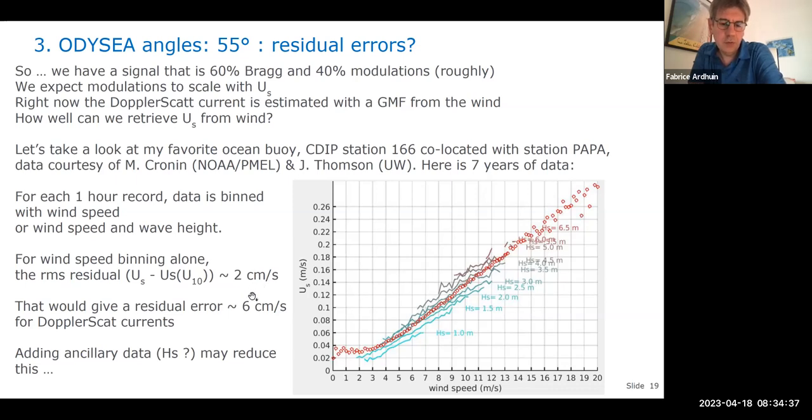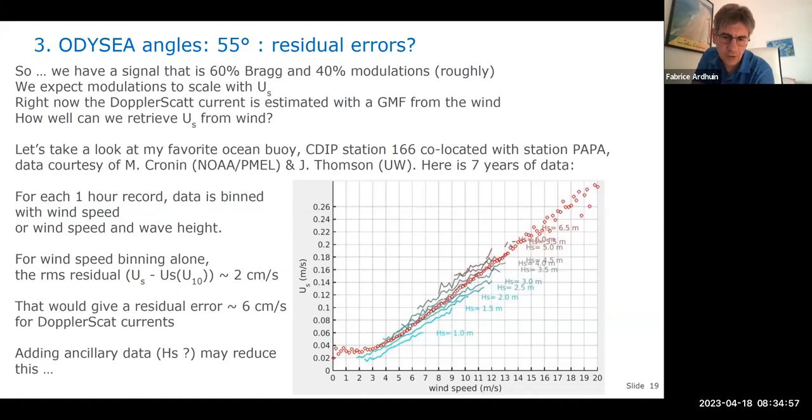And if you look at how the GMF scales with Stokes drift in the case of DopplerScatt currents, that will typically give you a factor of 3, and that's something which gives you then a residual error of about 6 centimeters per second in the retrieved current.